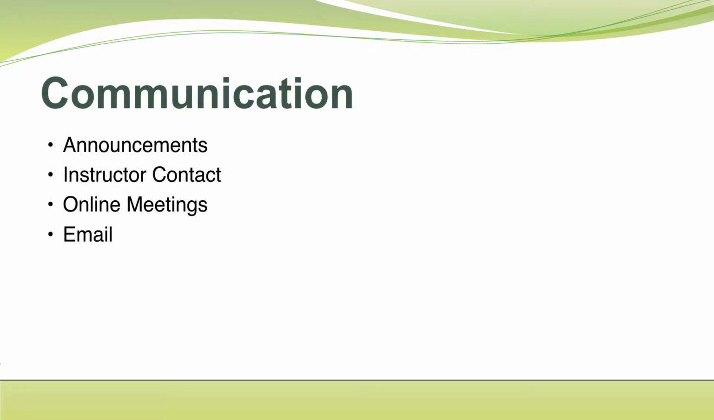The next grouping is called Communication. The first link is the announcements. Any announcements I send out will be in the announcements area. The next link is the instructor contact. That's the contact information for the instructor. The next link after that is the online meetings. I will be scheduling online meetings with you once the course gets on the way, and we'll figure out when would be the best time to do them.